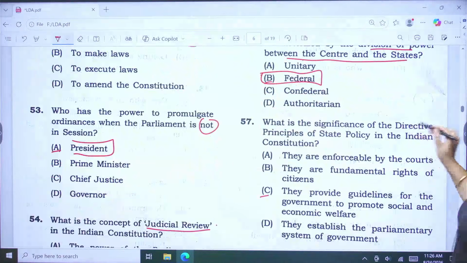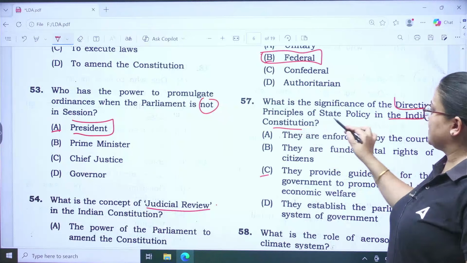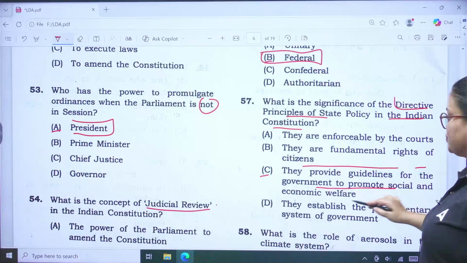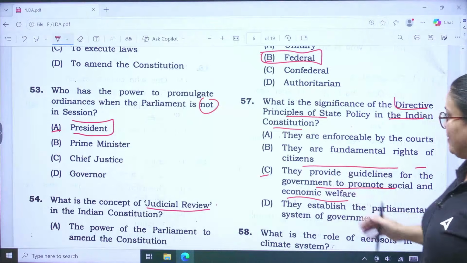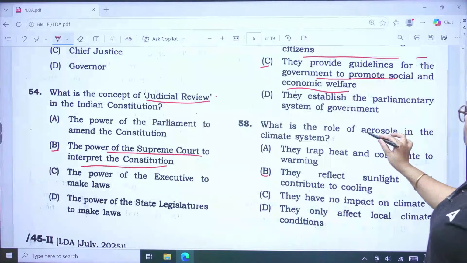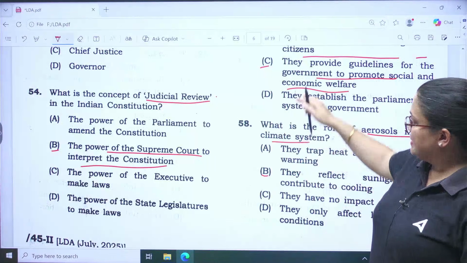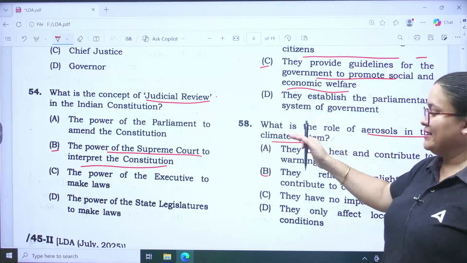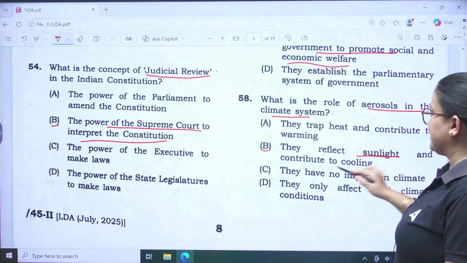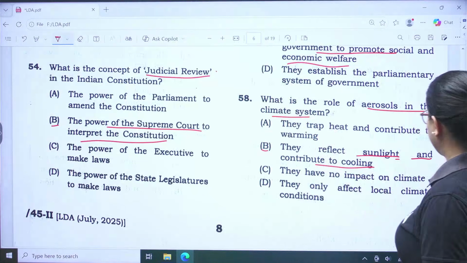Next, what is the significance of DPSP in the Indian Constitution? The function of DPSP is to provide guidelines for the government to promote social and economic welfare. I hope everyone has given the correct answer. Next, what is the role of aerosol in the climate system? This is a question of EVS. The first 7 questions were of polity, and here EVS starts. Aerosols reflect sunlight and contribute to cooling. So this is how aerosols act in our climate system.